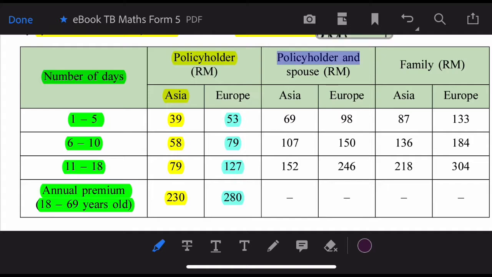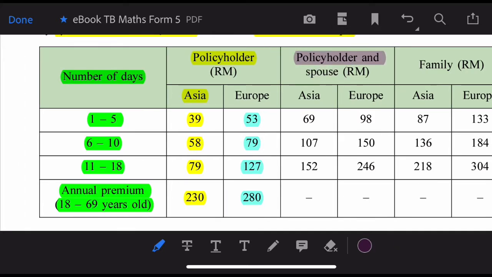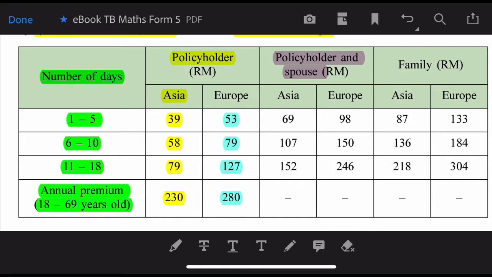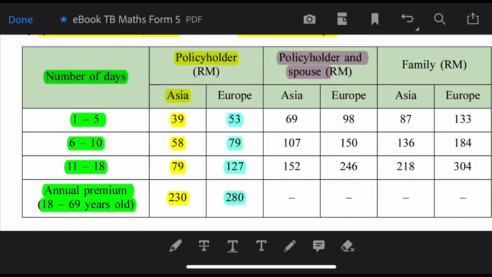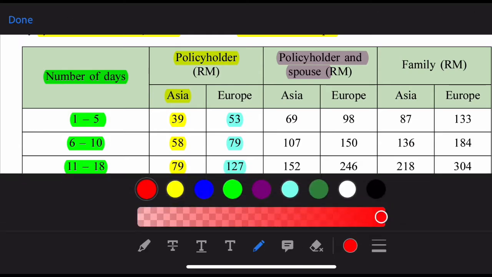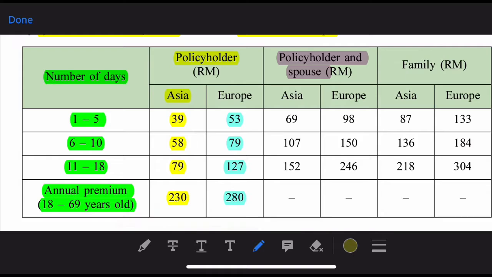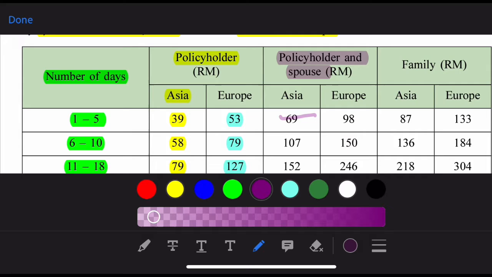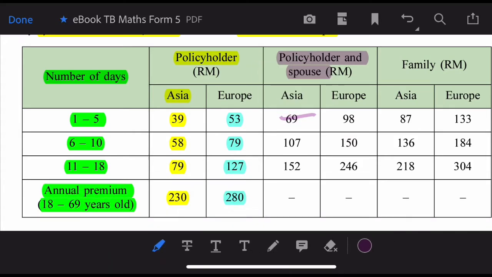Now let's see the policyholder and spouse. Let's say the policyholder wants to buy for the spouse. We will discuss the family later, and just discuss the spouse now. That means they are going together, right? For Asia, it is 69 for 1 to 5 days, 107 for 6 to 10 days, and 152 for 11 to 18 days. And we don't have an annual premium for the spouse for Asia.